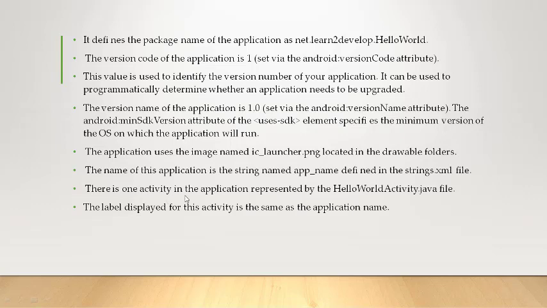There is one activity in the application, represented by HelloWorldActivity.java. By default, one activity is created by Android Studio. The name of the activity is given by the user. The extension is .java. It also contains the activity details. The label displayed for the activity is the same as the application name. These are the attributes that we are using in the manifest file.